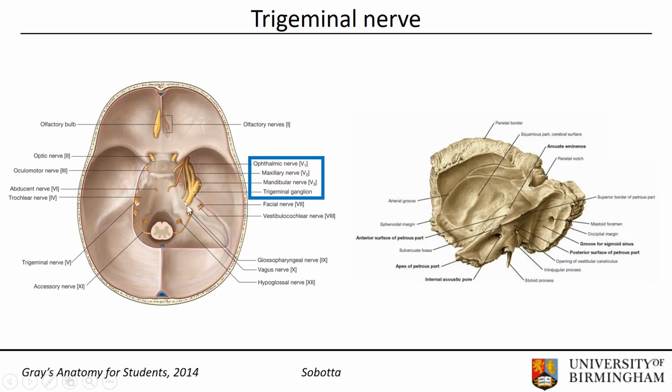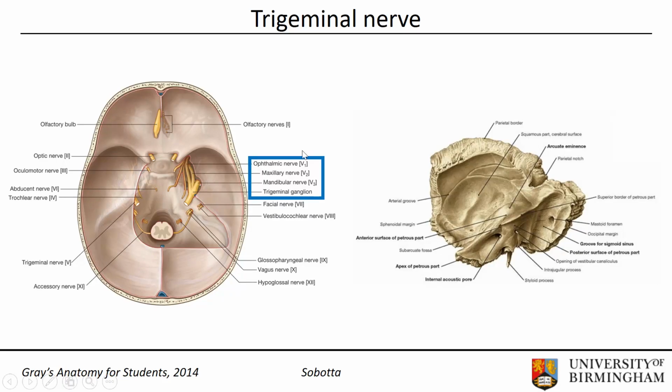When the sensory root arrives at the middle cranial fossa, it expands into the trigeminal ganglion, and this ganglion contains the cell bodies for the sensory neurons in the trigeminal nerve. Remember that a nucleus is a collection of cell bodies in the central nervous system, whereas a ganglion is a collection of cell bodies but in the peripheral nervous system.